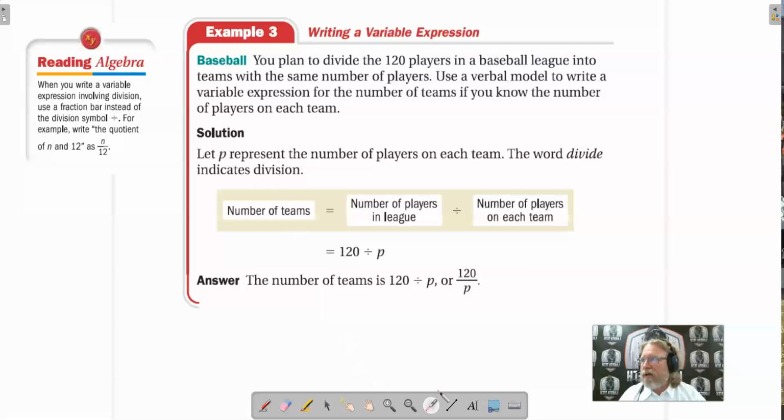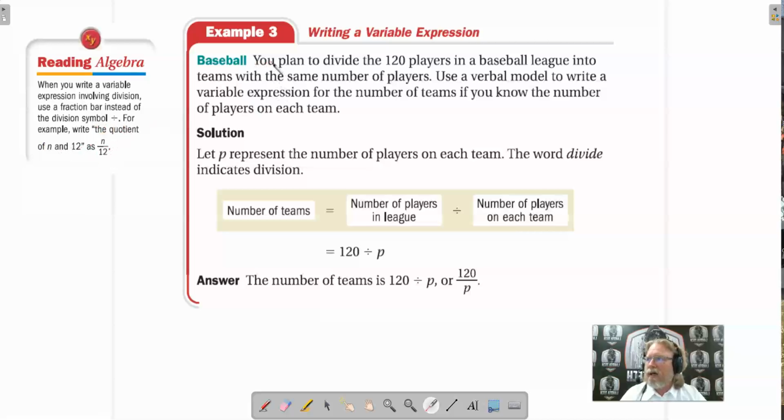And our third example here in reading algebra: when you write a variable expression using division, use a fraction bar instead of the division symbol. That's that line with the 2 dots. For example, write the quotient of n and 12. Well, they said n first, so it goes up top, 12 goes down bottom. The top is the numerator, the bottom is the denominator. We have a numerator and a denominator separated by a fraction bar. All fractions are division, and here, since we say the quotient of n and 12, the order does matter.